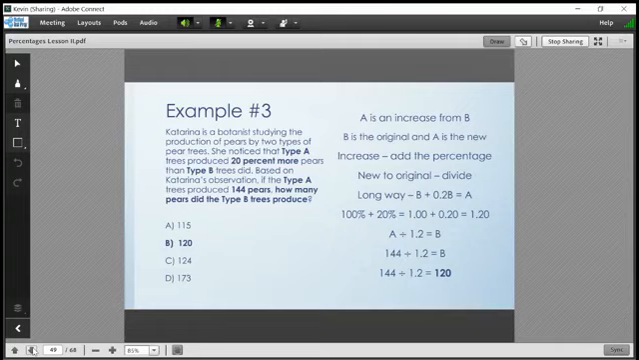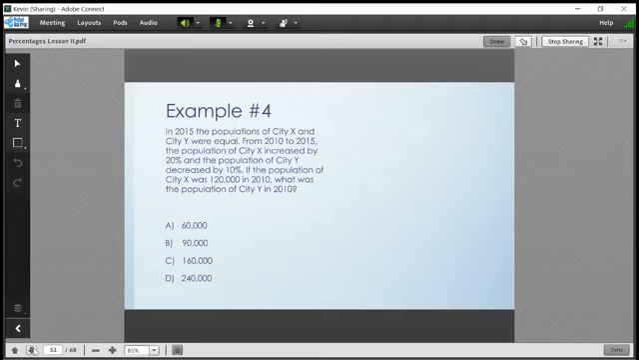Let's look at one more, a little bit more complicated. It puts a lot of what I'm talking about into play, and it just makes things a little bit more straightforward. So we have a lot of moving parts in this question. We have city X, we have city Y, we have a couple of years, a bunch of percentages, a bunch of numbers. So let's just focus on the most important things here.